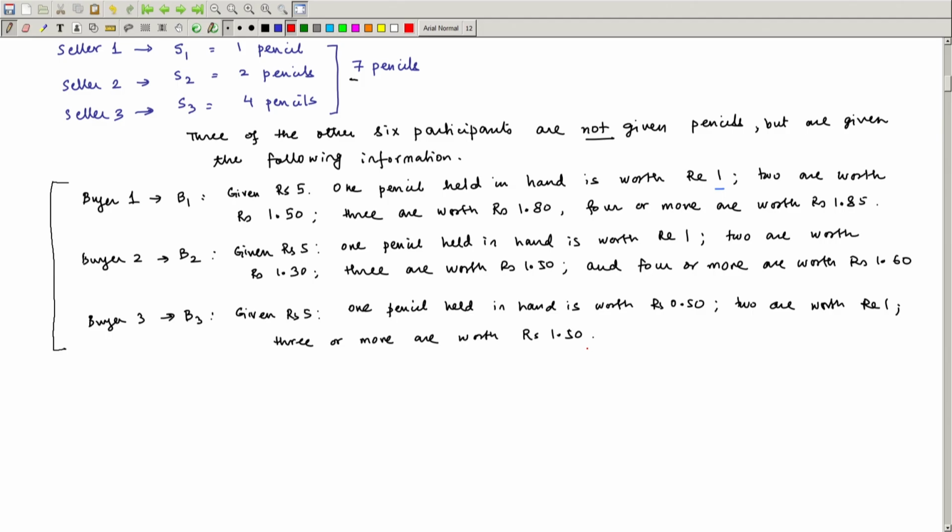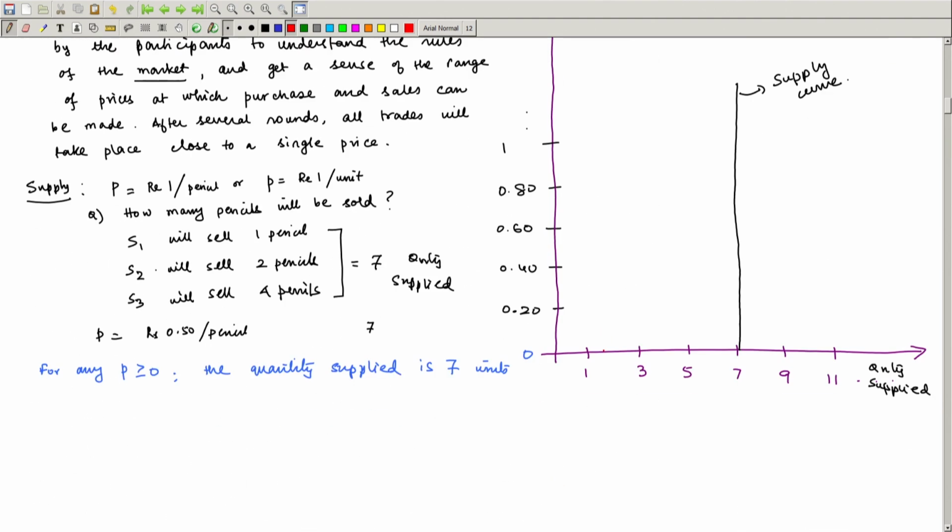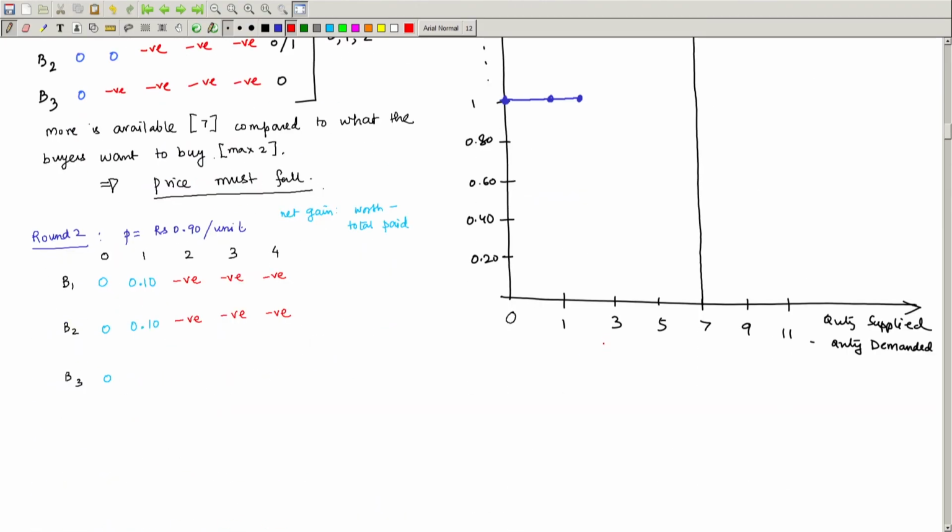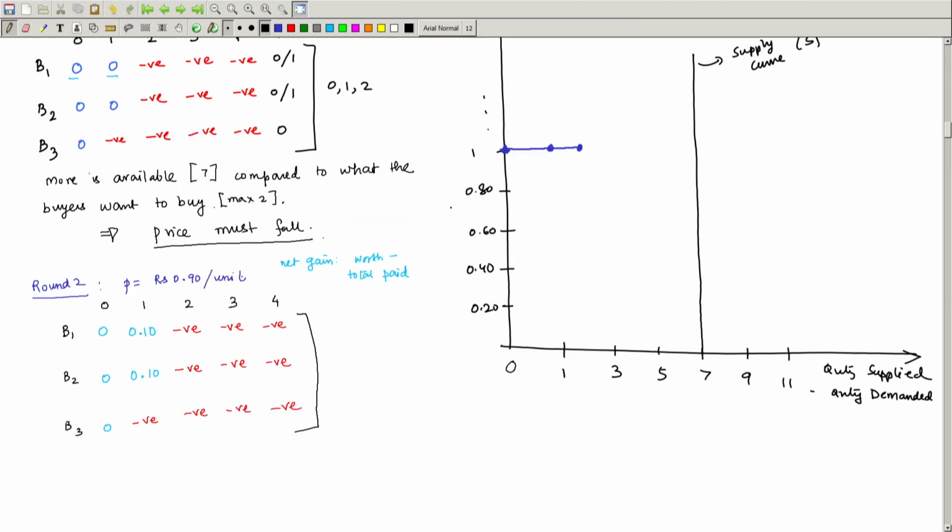So, not buying is the optimal choice for buyer 3, right, because in all of the other cases, whether he buys 1 pencil, 2 pencils or 3 or more pencils, his net gains are always going to be negative. So, if I capture that information here, I can just say that it is going to be negative for all of these cases. Okay.